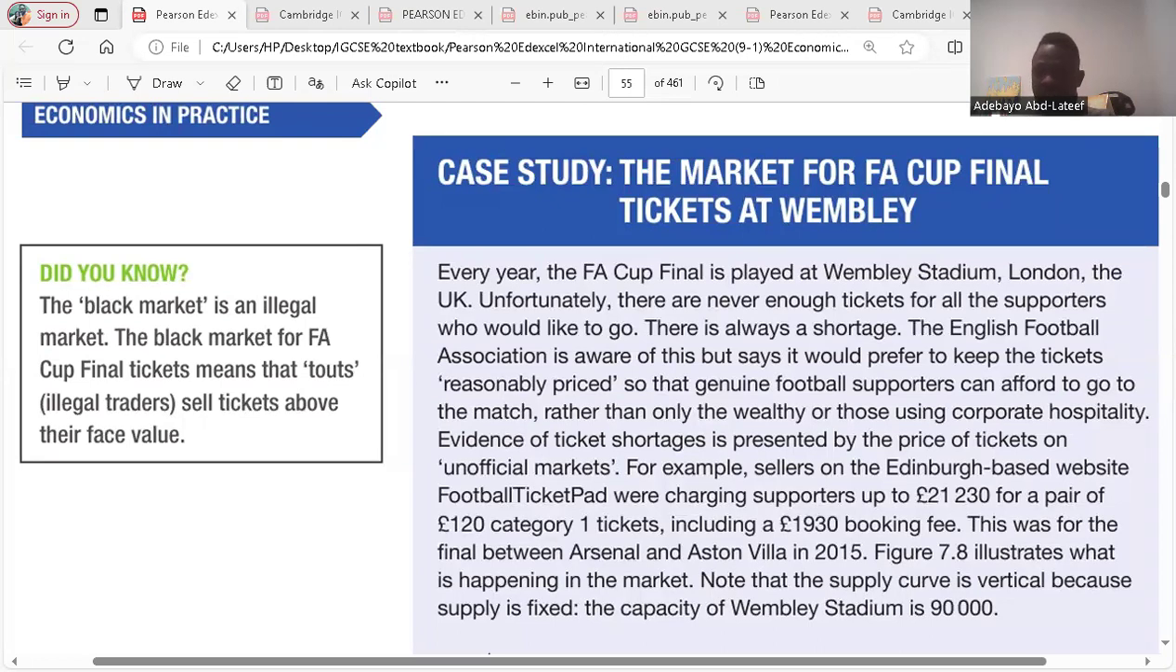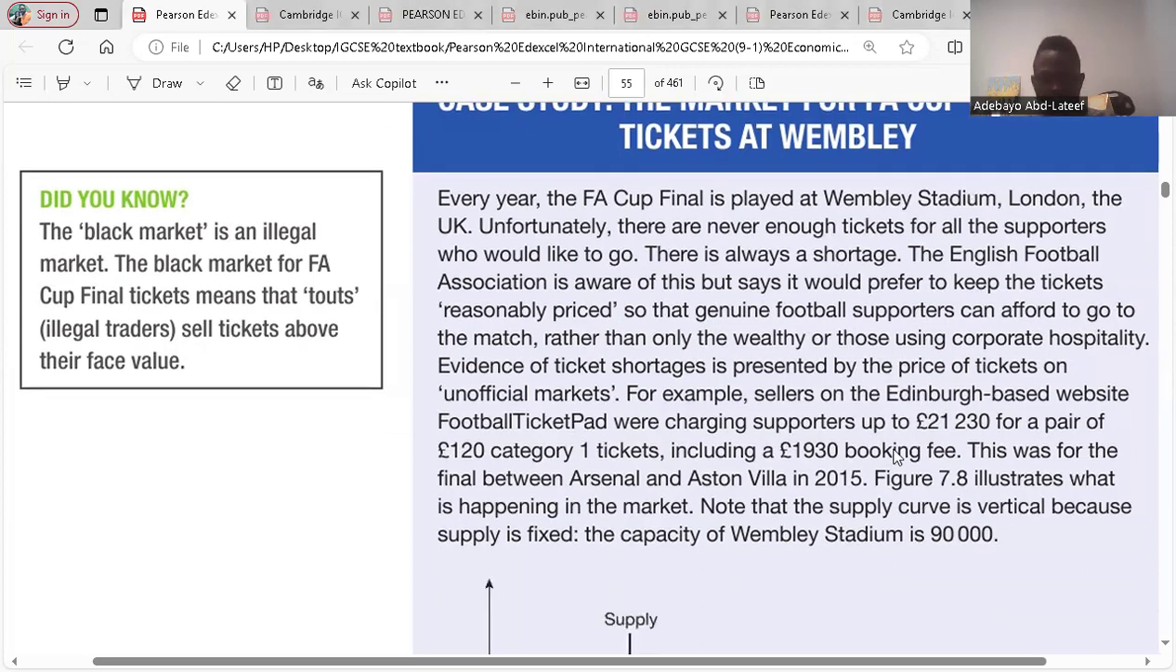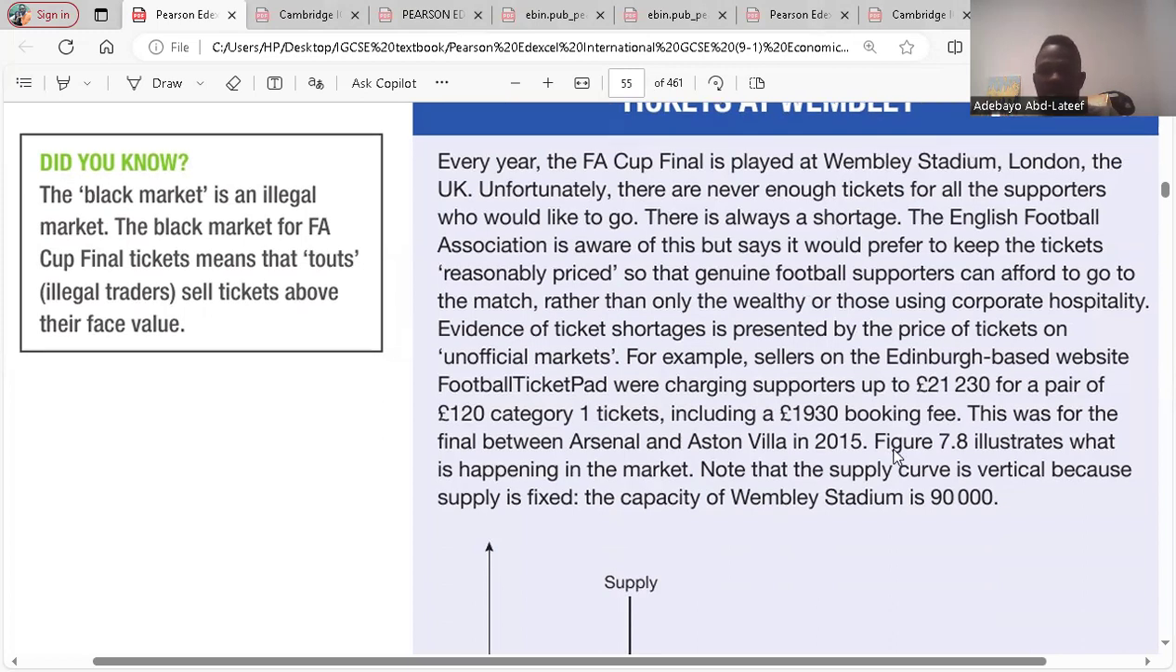Evidence of ticket shortages is presented by the price of tickets on the unofficial market, that's the black market. For example, sellers on the Edinburgh-based website Football Ticket Pad were charging supporters up to £21,230 for a pair of 120 category tickets, including a £1,930 booking fee. This was for the final between Arsenal and Aston Villa in 2015.